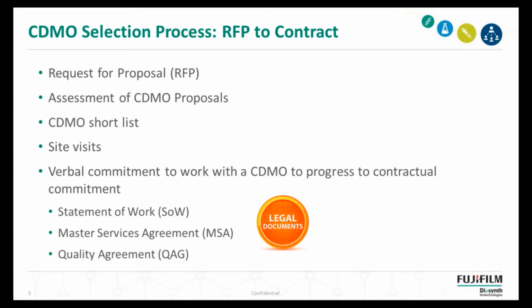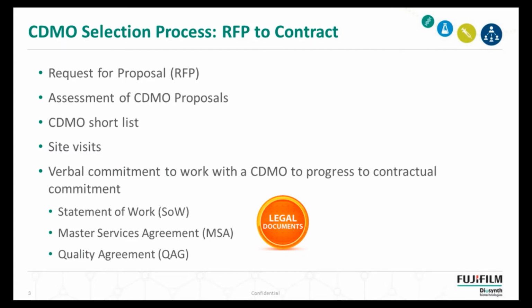So the next step would be an assessment of the proposals received, and that may be carried out entirely by a client, a person as a customer, or it may involve one or more consultants working in conjunction with the client. Ultimately, the initial scoping will boil down to a short list. That may be 2 or 3 CDMOs who've made the first cut in the selection process. And typically that will be followed up with more detailed discussions and almost certainly a site visit.